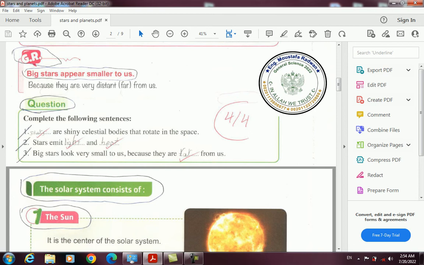For this refreshing question, we have to complete the following sentences. Number one, which are shiny celestial bodies that rotate in space? Obviously, stars are shiny celestial bodies that rotate in space. Number two, stars emit the main things they emit: light and heat. And for number three, big stars look very small to us because they are far from us, very far away.